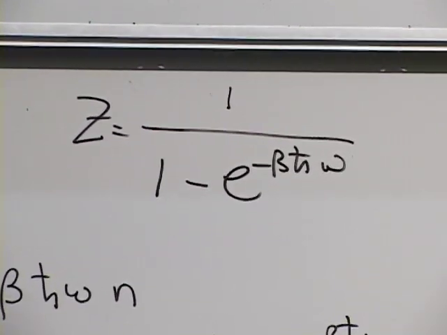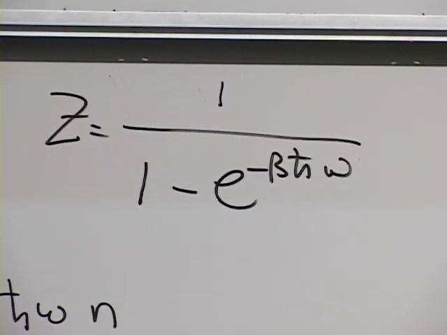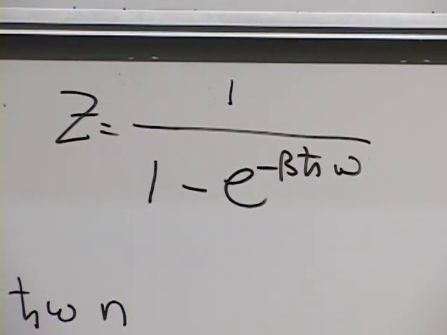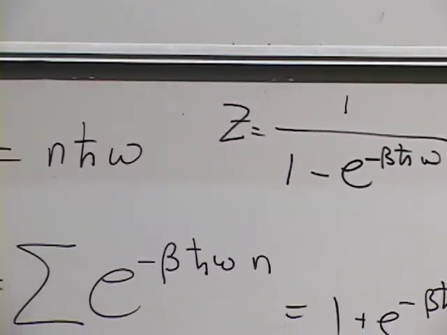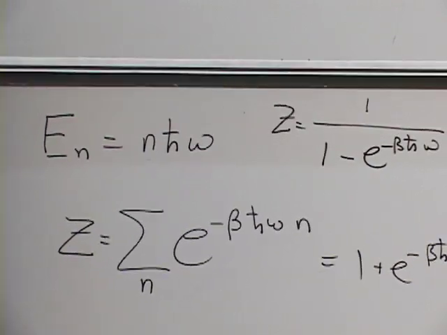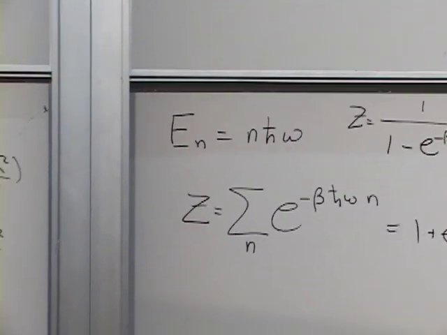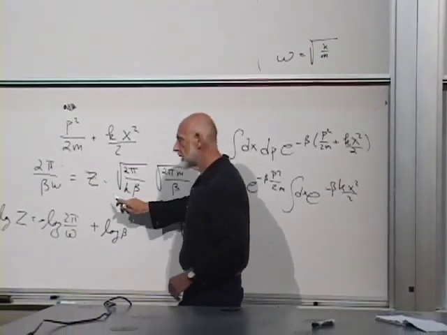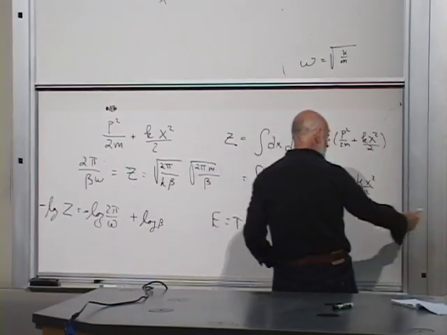That's the oscillator part. This is just the oscillator. There's the other 2 pi m over beta part. No, this is the full harmonic oscillator. This is the quantum harmonic oscillator, not the classical one.